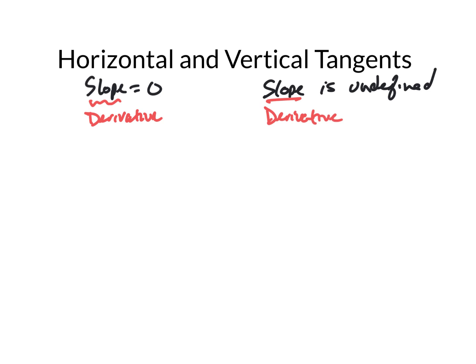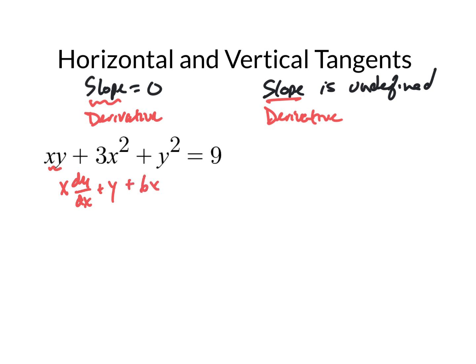Let's do an example. So here I've done an implicit curve because I figured this would give us a good one to play with in a lot of ways. So let's begin by just saying we need to find where the derivative is 0 and then undefined. So the derivative, we're going to need a little product rule on this first piece. First times derivative of the second plus the second times derivative of the first. The derivative of 3x squared is 6x. The derivative of y squared is 2y dy dx. The derivative of 9 is 0.